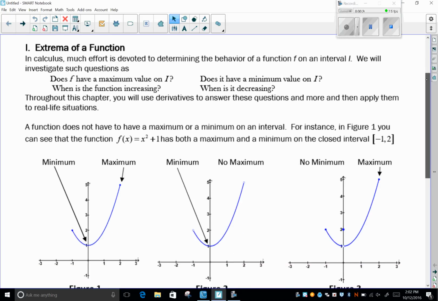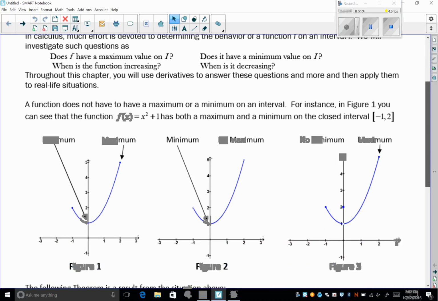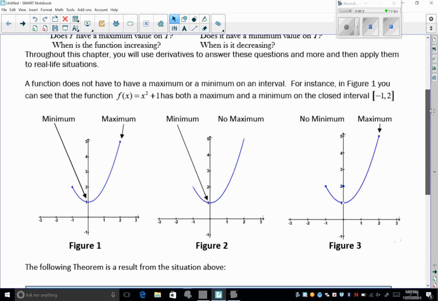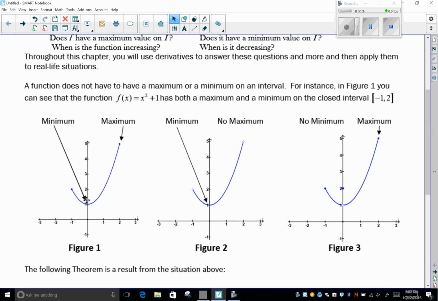If you look at these first three graphs, we've identified on this first graph that we have a minimum here and a maximum here. On the second graph, we've identified that we have a minimum here, but no maximum here. And the reason there's no maximum here is because there's an open circle.